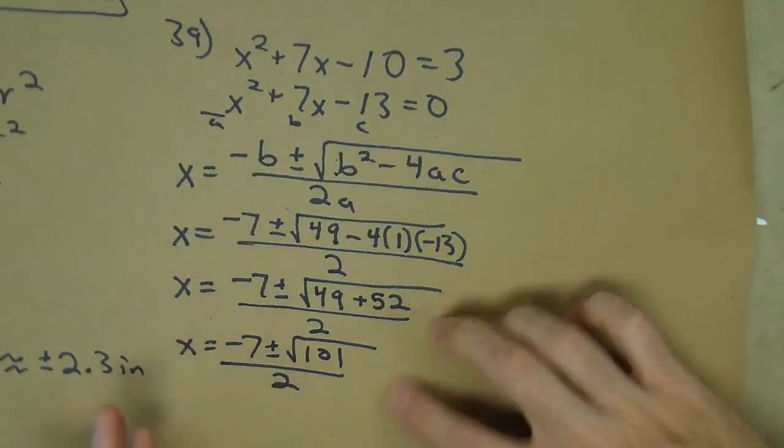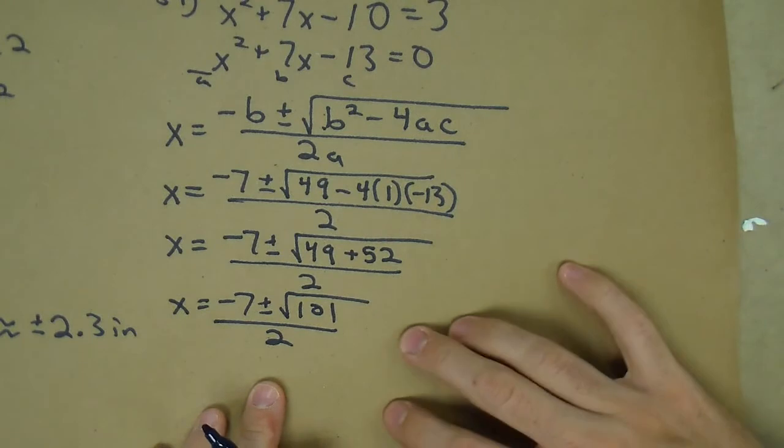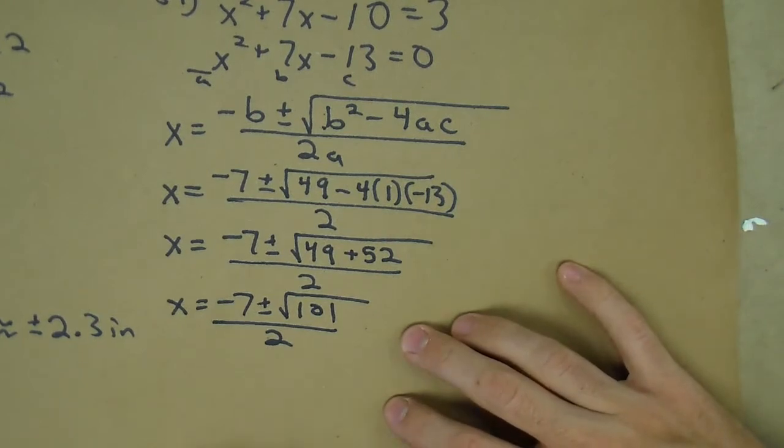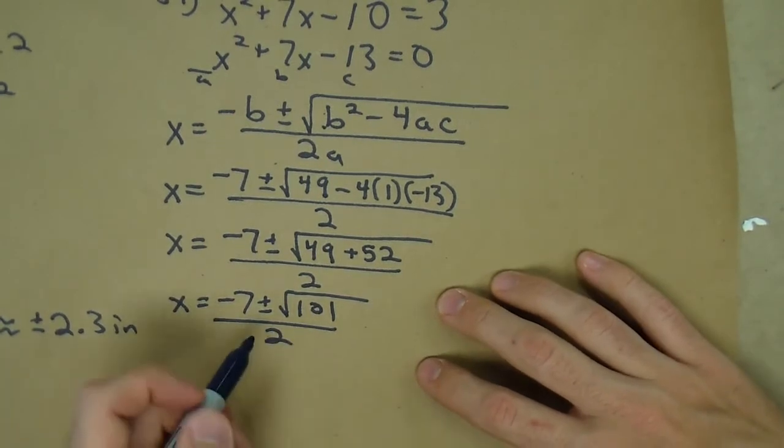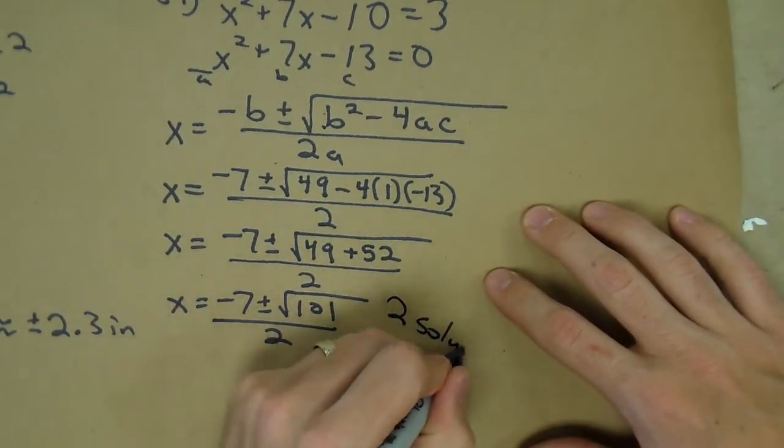It's an irrational number. I can't really simplify it anymore, but really all it asks here is the number of real solutions. So I can get that. It works, so I'm just going to say 2 solutions.